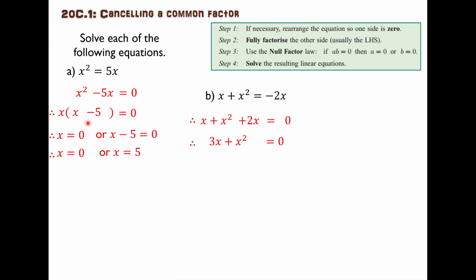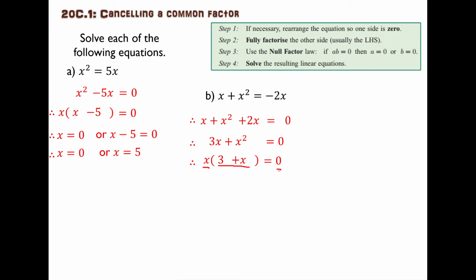And now I can do the same thing where I take out a common factor. I've got 3x here and x squared here. Definitely x goes into both of those. So I can put the x out the front. 3x divided by x is 3. X squared divided by x is x equals 0. And now this is factorized, right? So I've got something here times something else, and the answer is 0.